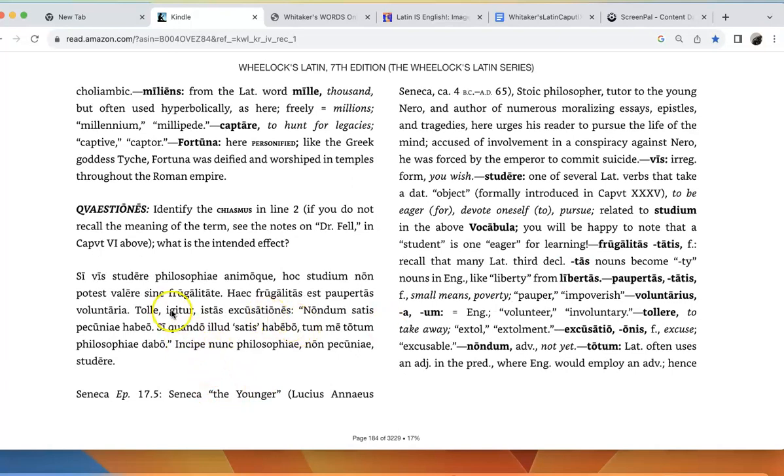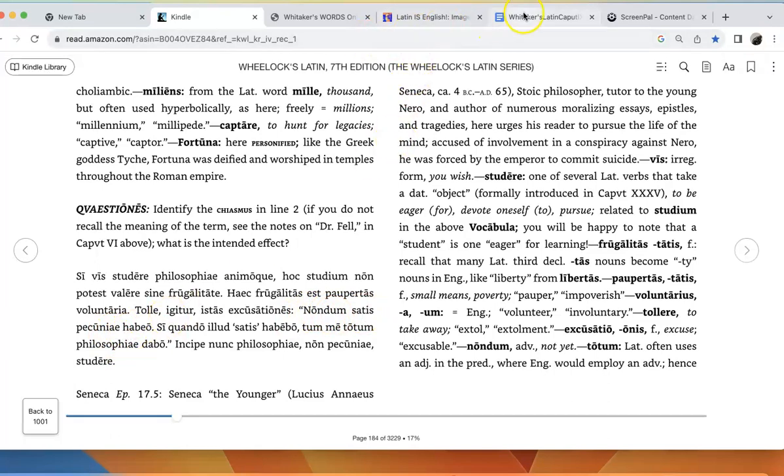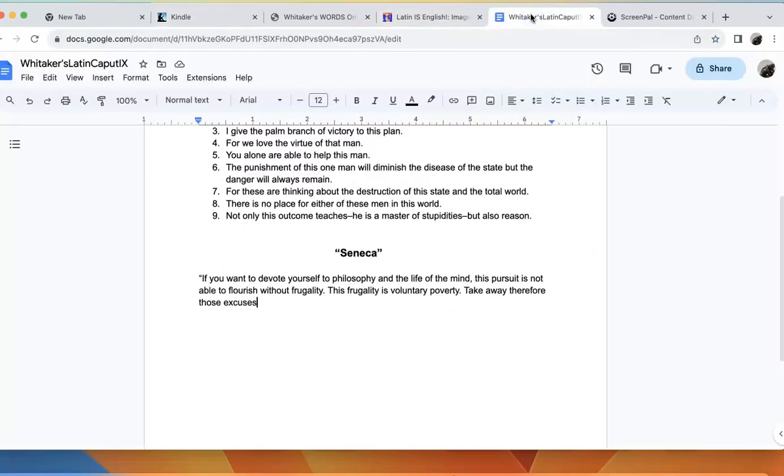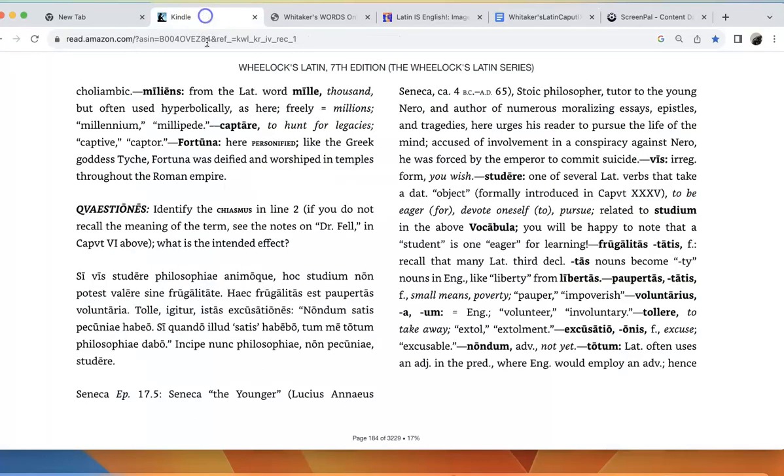Okay, so take away therefore those excuses. And what are the excuses? Not yet enough of money I have. I don't have enough money yet. So the excuses are I don't yet, so nondum, have enough money. Literally enough of money in Latin, but I think in English we would say I don't have enough money.